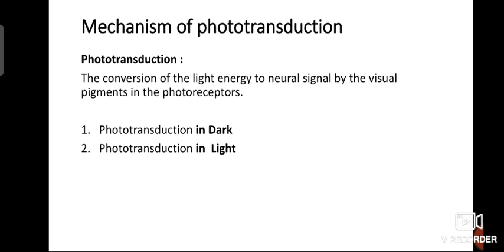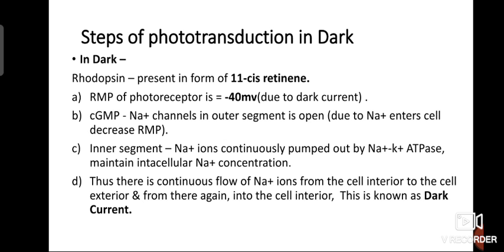Mechanism of phototransduction. Phototransduction is the conversion of light energy to neural signals by the visual pigments in the photoreceptor. Phototransduction in dark and phototransduction in light. So first are the steps of phototransduction in dark. In dark, photopsin is present in the form of 11-cis retinal. Resting membrane potential of the photoreceptor is minus 40 millivolt due to dark current. The cGMP dependent sodium channel in the outer segment is open, due to which sodium enters the cell and decreases the resting membrane potential. In the inner segment, sodium ions are continuously pumped out by sodium potassium ATPase to maintain intracellular sodium concentration.